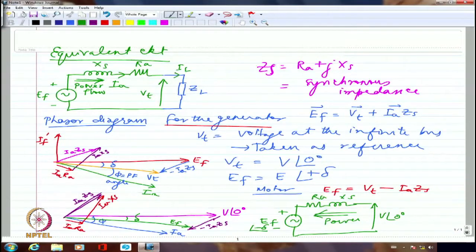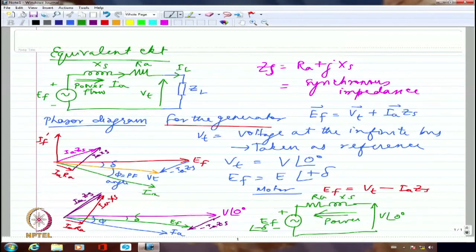If I say V is at angle 0, in one case EF becomes EF angle plus delta, which is the case of a generator. Whereas EF angle minus delta is the phase angle in the case of a motor for the excitation voltage, right? So whichever has the lagging angle is going to absorb the power. Whichever has the leading angle is going to supply the power.